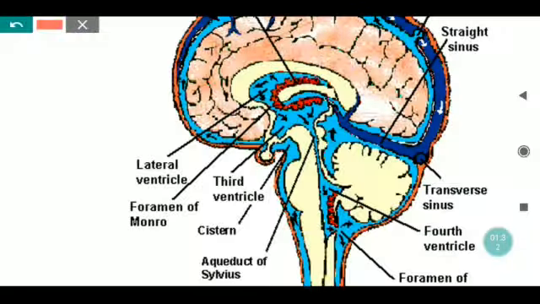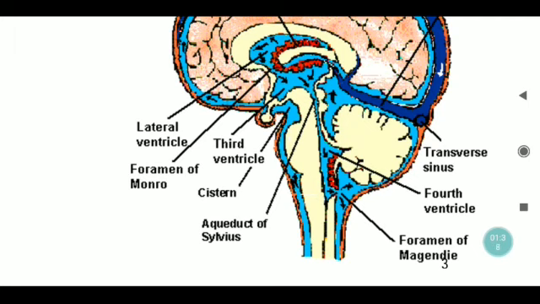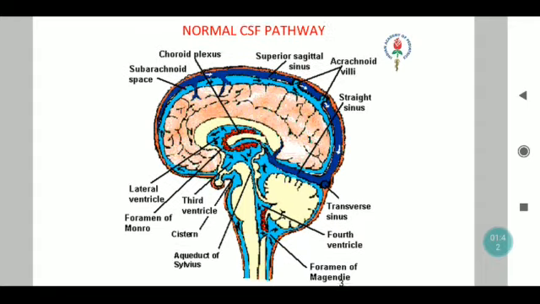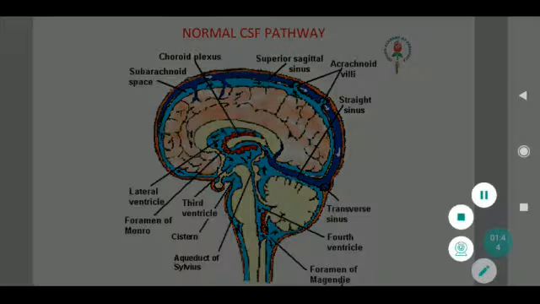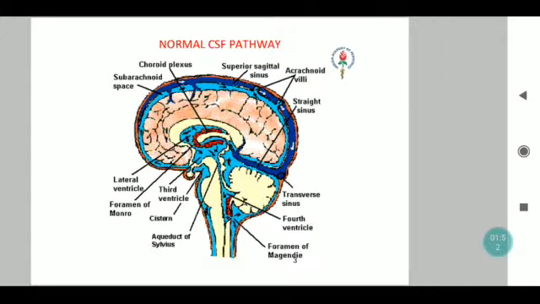So through the aqueduct of Sylvius it comes downwards into the fourth ventricle, and from the fourth ventricle through the foramen of Magendie it moves into other cisterns and undergoes regular circulation. So we know that the amount of CSF produced is always equal to the amount which is absorbed. So there is never any stagnation as far as the CSF is concerned.